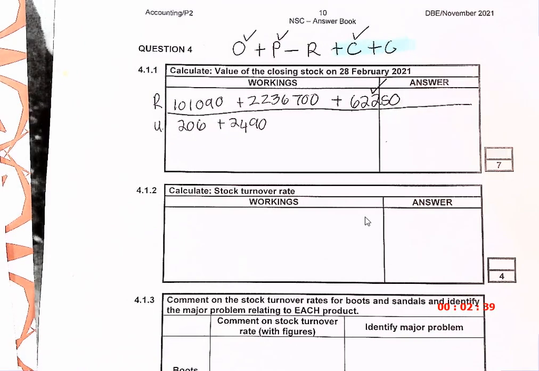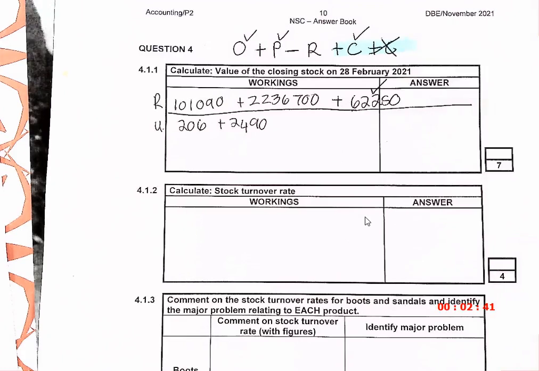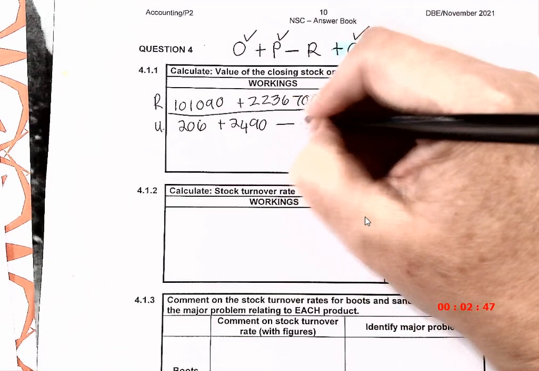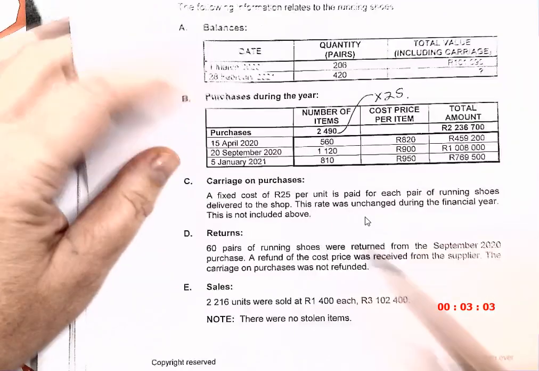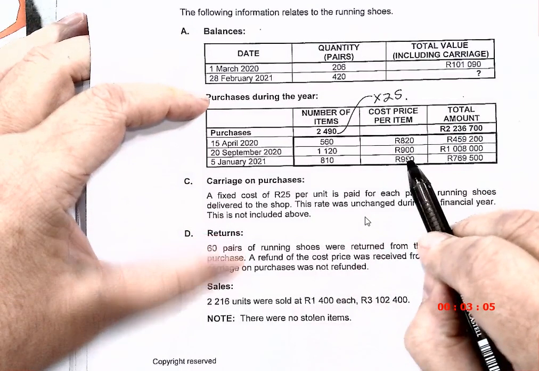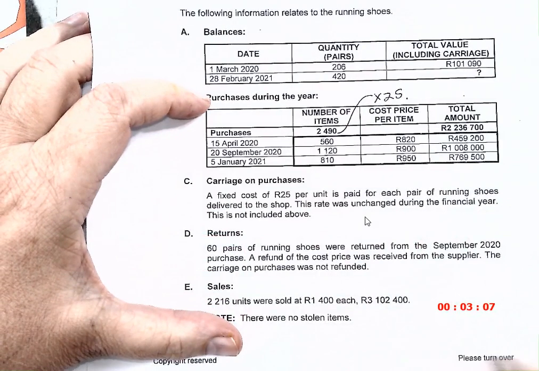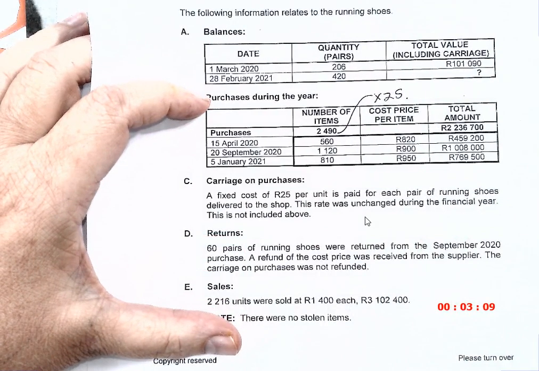There is no customs, but there is returns. 60 pairs were returned. So I'm going to subtract the 60 pairs that were returned. A refund of the cost price was received from the suppliers. It's from the September batch. The September batch was 900, right? And the carriage was not refunded.